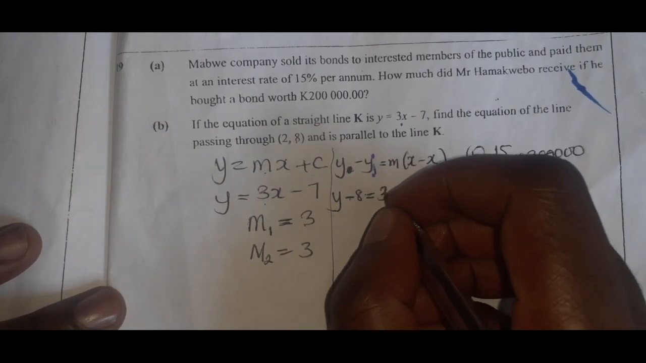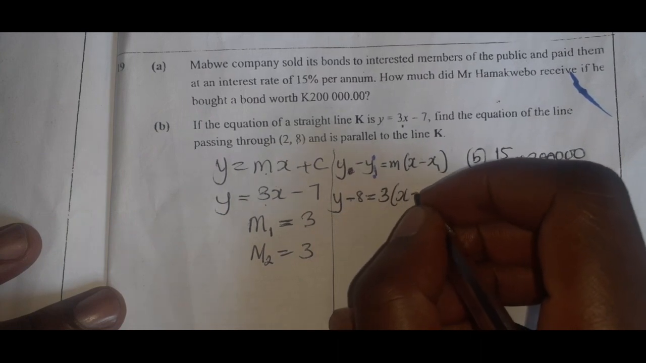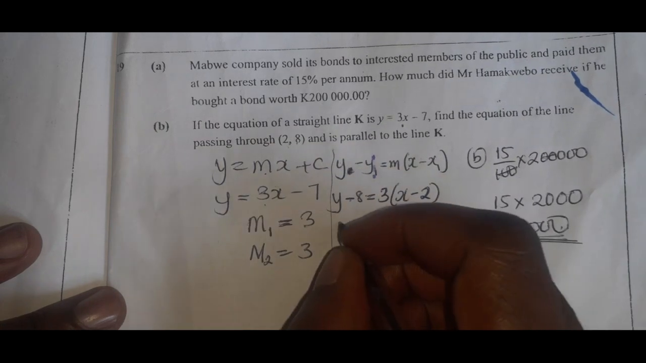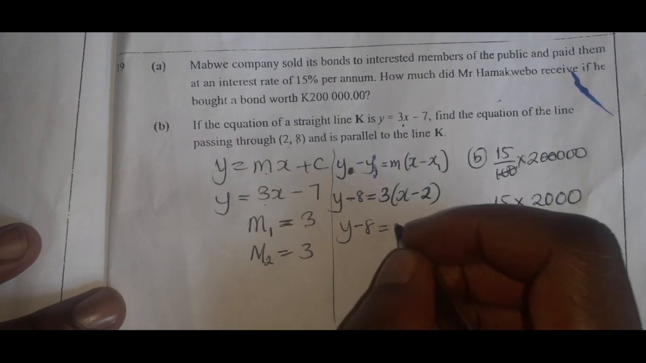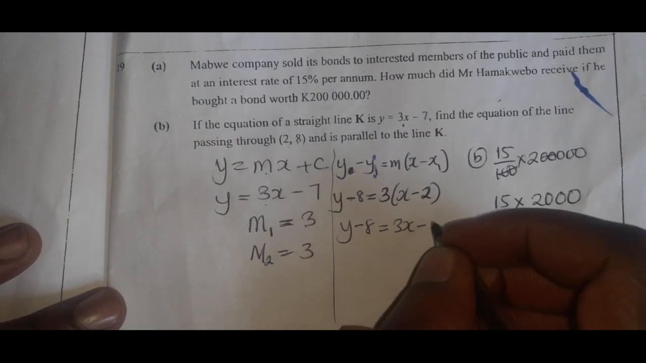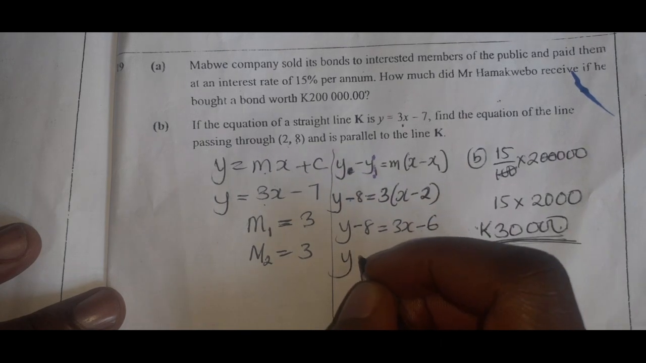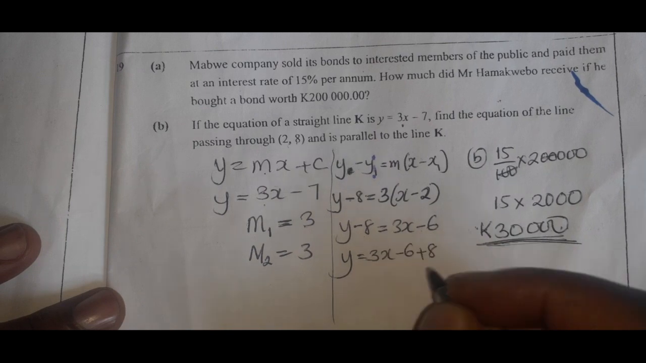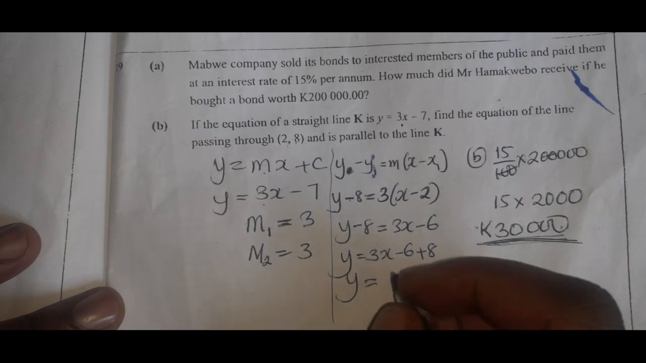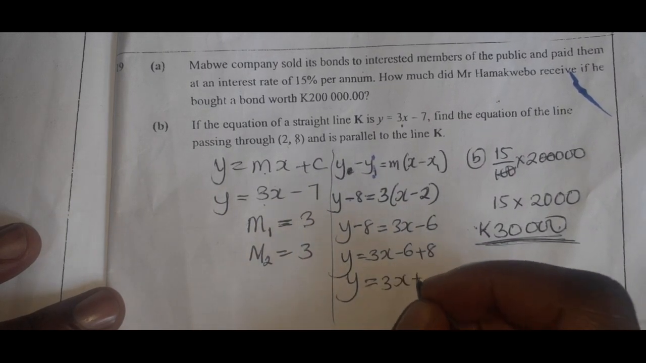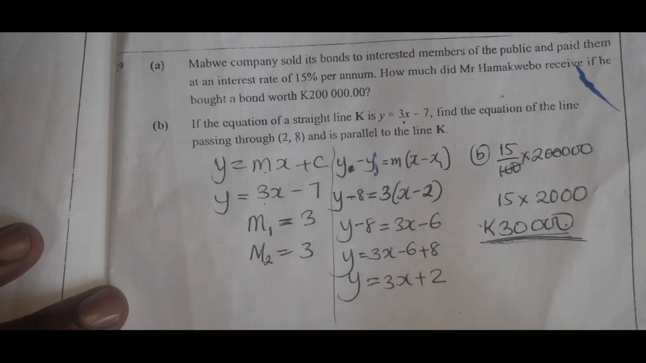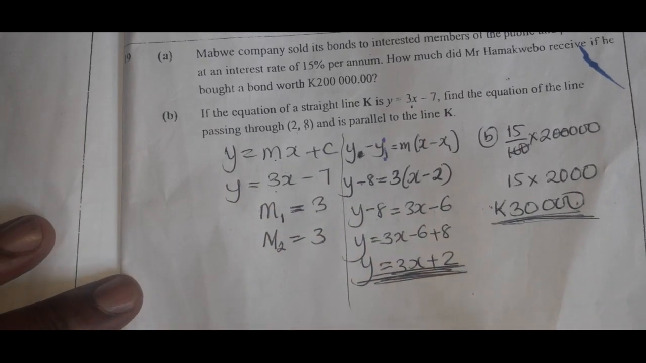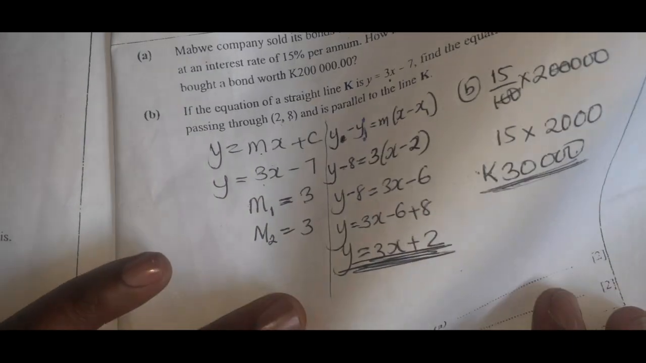So this is 3x minus 2. This 2 here, we have minus 8. This is equal to 3 minus 6. y equals 3x plus 8 minus 6. y is equal to 3x plus 2. Okay. This is the equation that we are going to have.